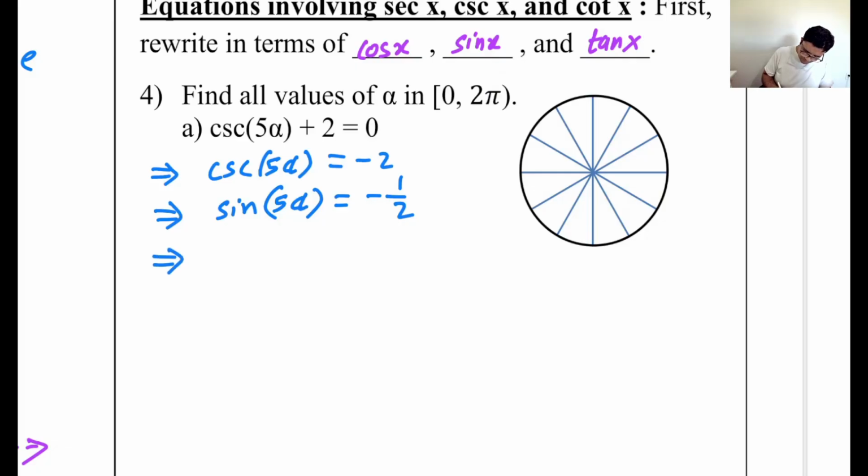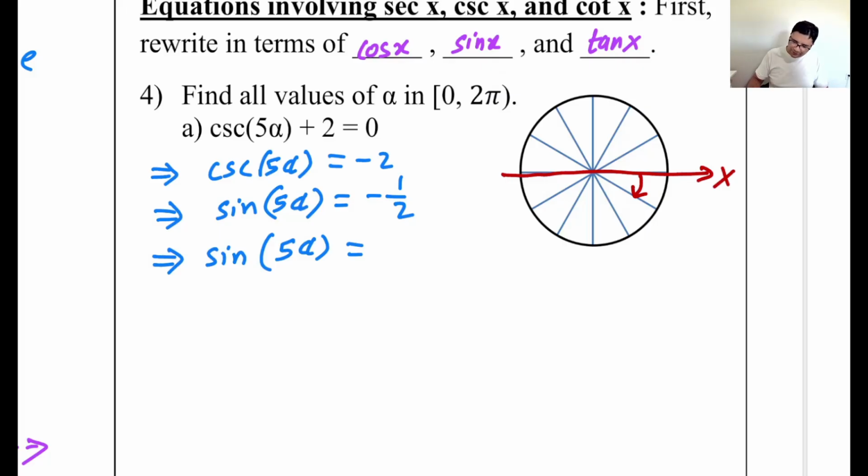And negative half for sine, where does that happen? Sine is positive in the first and second quadrants, negative in the third and fourth quadrants. So you will want to go down here. You can write that angle, if you want to write it in a positive way, going counterclockwise, and that would be your 11 pi over 6. 1, 2, 3, 4, 5, 6, 7, 8, 9, 10, 11.